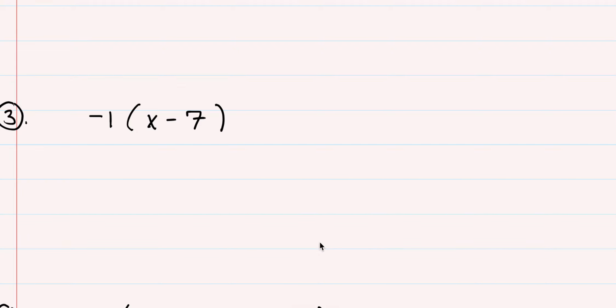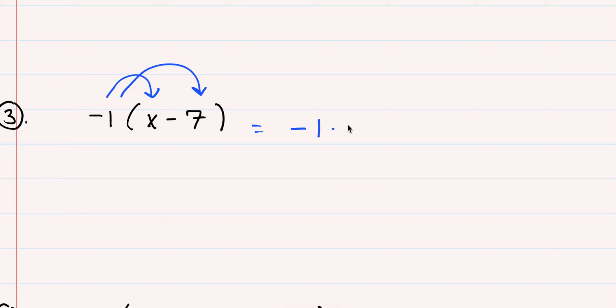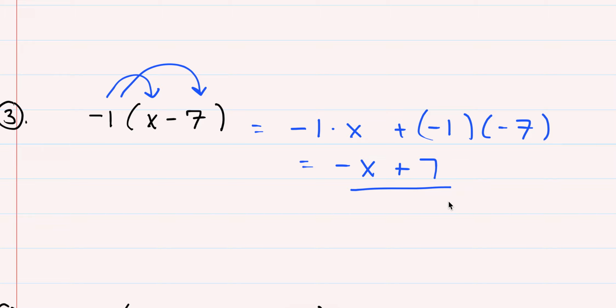Here's where you need to be careful. I see a lot of students make a mistake with this. We're taking a negative 1 and we're sending it in. We're going to have to change all of the signs. We have a negative 1 times x and a negative 1 times a negative 7. So this is a negative x, and then 1 times 7 is 7, and then we have a negative times a negative, which becomes positive. When you multiply by a negative 1, all the signs change, as you can see.